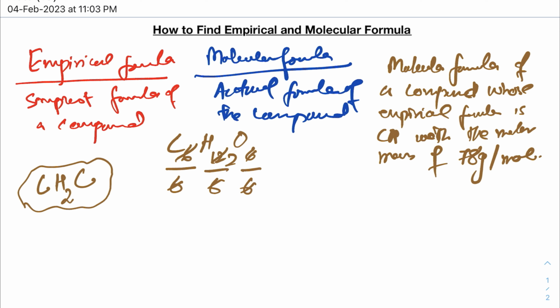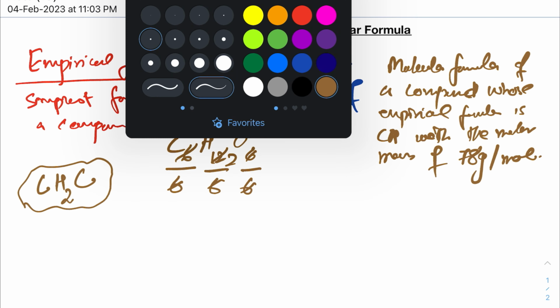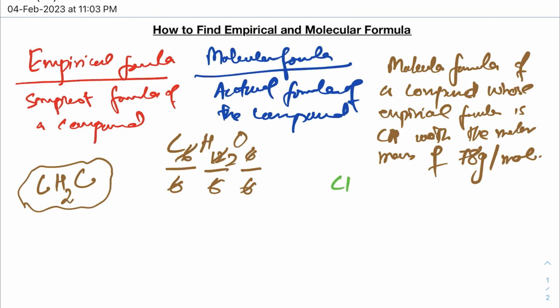We can do it in simply two steps, in which we already know the empirical formula. So we know that the empirical formula is CH. So we find out the molecular mass of the empirical formula, which is equal to 12, the molecular mass of carbon, plus the molecular mass of hydrogen, which is 1. So we are going to have 13.